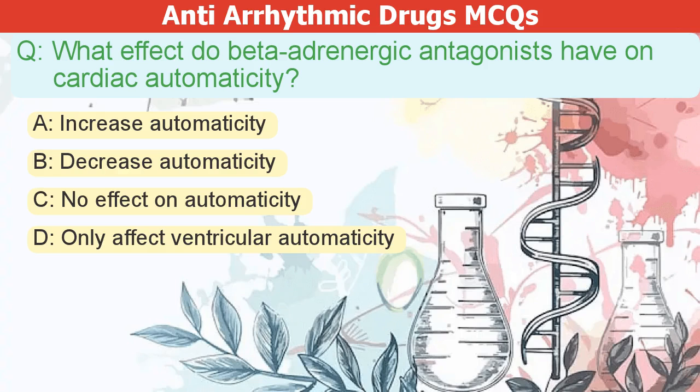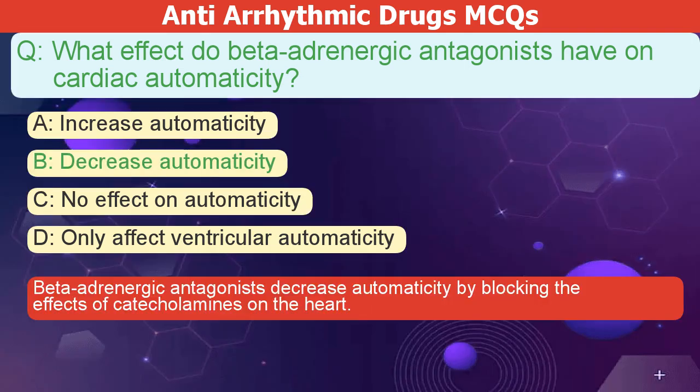What effect do beta-adrenergic antagonists have on cardiac automaticity? A. Increase automaticity. B. Decrease automaticity. C. No effect on automaticity. D. Only affect ventricular automaticity. The correct answer is B. Beta-adrenergic antagonists decrease automaticity by blocking the effects of catecholamines on the heart.